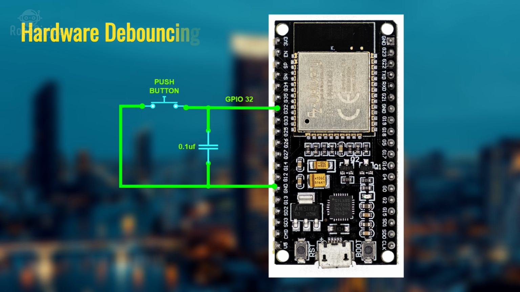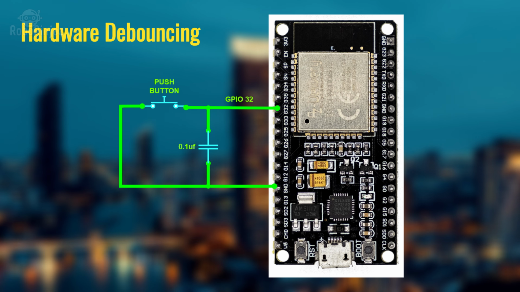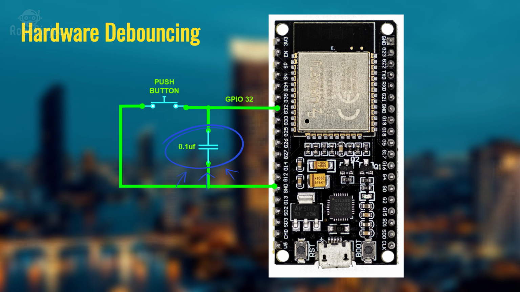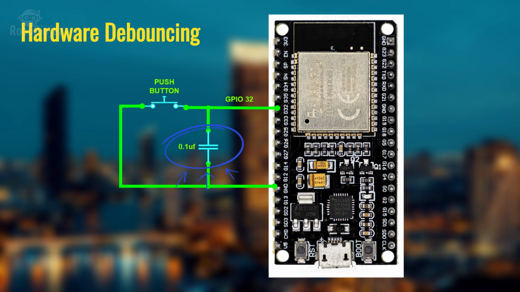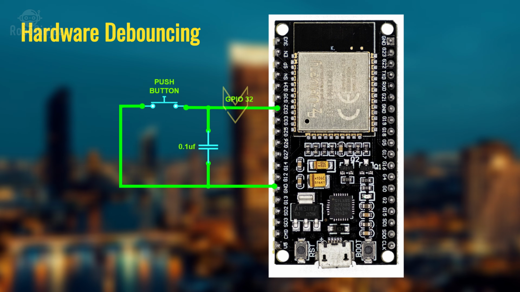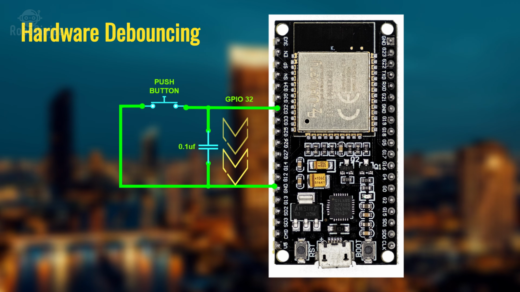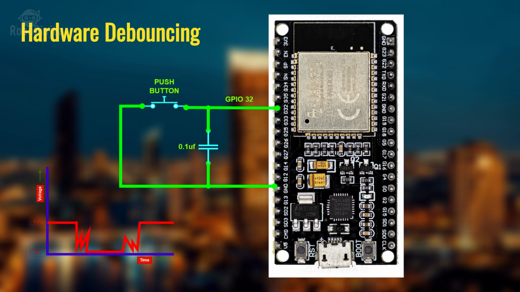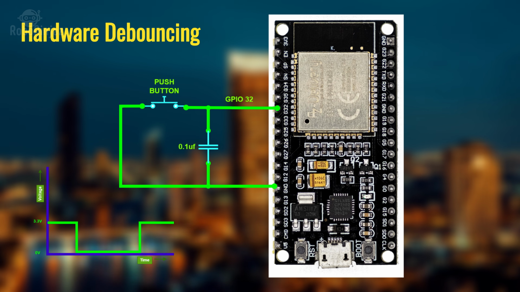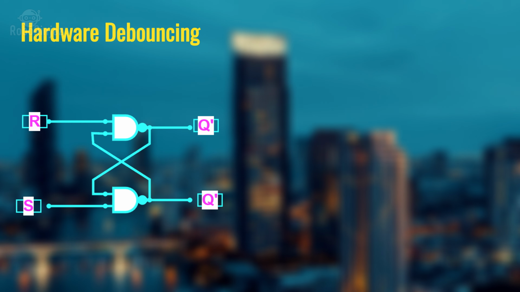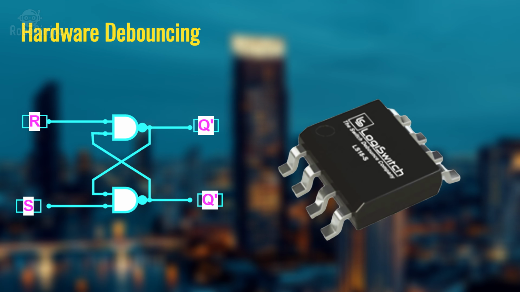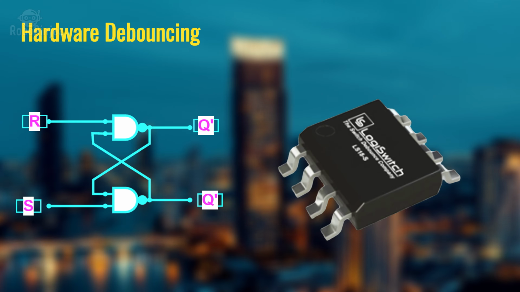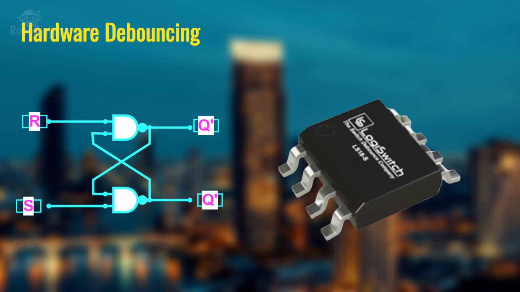This circuit demonstrates one of the hardware debouncing methods. A 0.1 microfarad capacitor is connected between the GPIO pin and ground. This capacitor acts as a filter, smoothing out the high-frequency ripples caused by the rapid contact bounces when the switch is pressed. As a result, it helps to reduce the bounce effect to a certain extent, making the signal more stable. There are also other hardware-based debouncing techniques, such as using SR latches to lock in a clean transition, or using dedicated debouncing ICs like LS18, which are specially designed to clean up noisy switch signals.